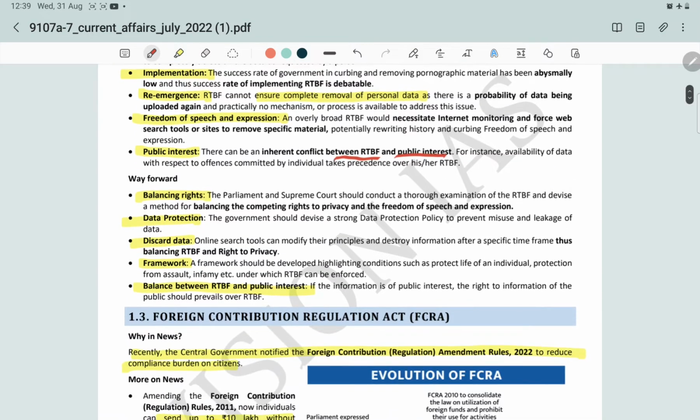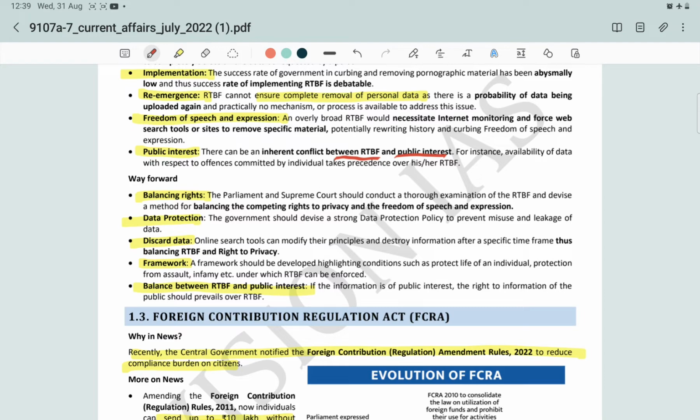And what is the way forward? The Parliament and Supreme Court should conduct a thorough examination of the right to be forgotten and devise a balanced method for balancing the competing rights to privacy and freedom of speech and expression. There should be a balanced way. On data protection, the government should devise a strong data protection policy to prevent the misuse and leakage of personal data. To discard data, online search tools can modify their principles and destroy information after a specific time frame, thus balancing the right to be forgotten and the right to privacy.